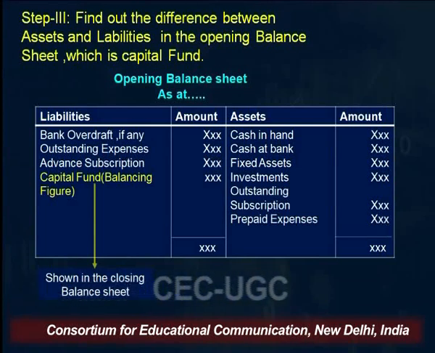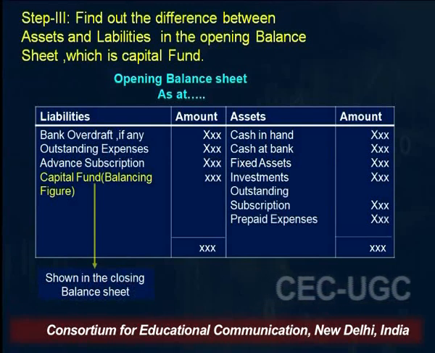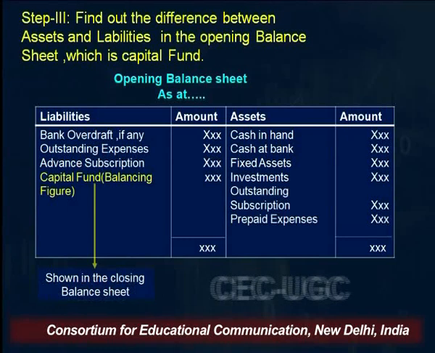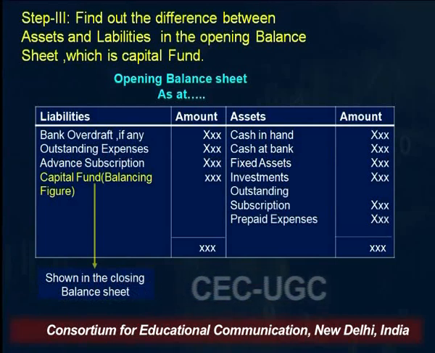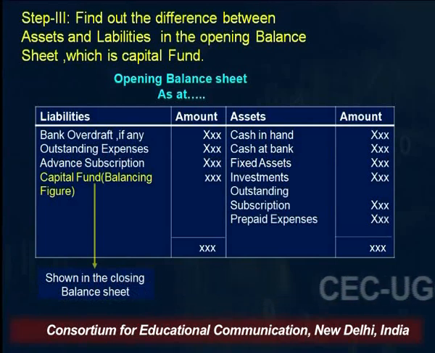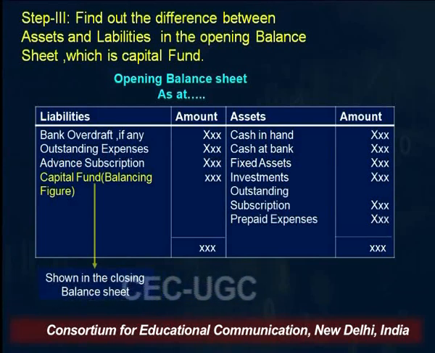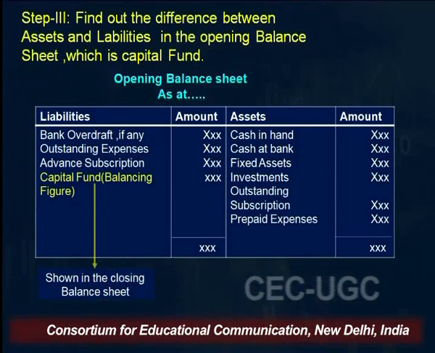So how to prepare the opening balance sheet? All opening balances of assets are to be shown on the asset side of this balance sheet, and opening balances of the liabilities are to be shown on the liability side. In additional information, it is generally given, for example, the opening balance of subscription or outstanding and prepaid expenses. So in additional information, all the balances are given, assets and liabilities.